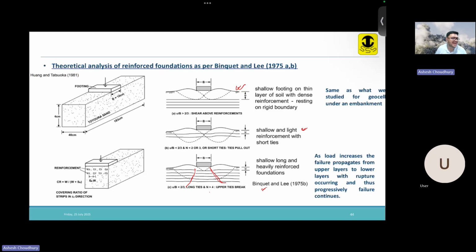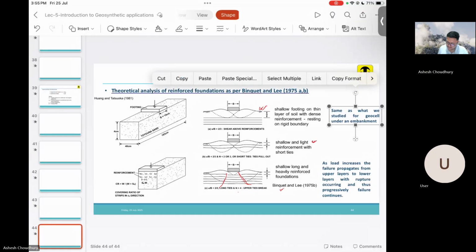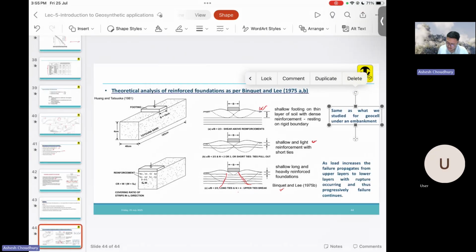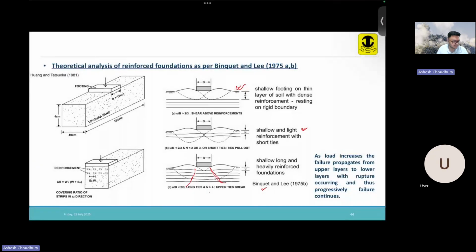Now, this theoretical analysis of reinforced foundations by Binkett and Lee, we are going to see in detail in tomorrow's session. In tomorrow's class, we are going to see it. We don't have much time, and there is a lot to discuss. So we will stop here, and continue from here in tomorrow's session. In that way, things will be much better.